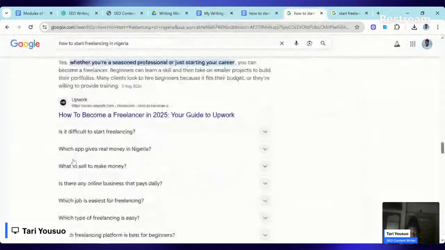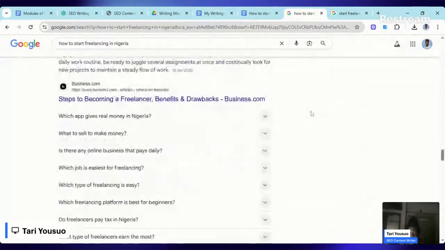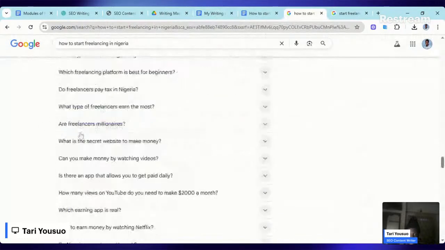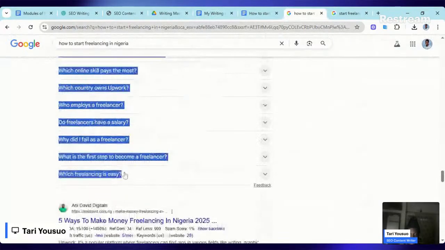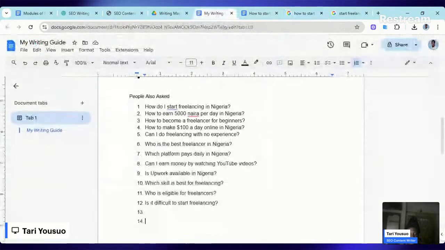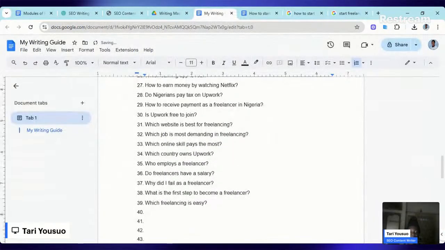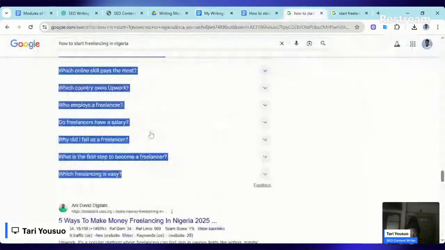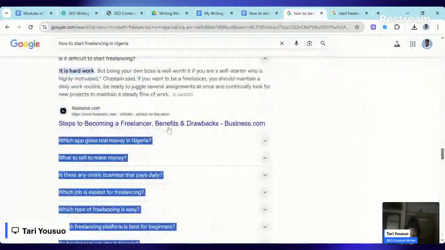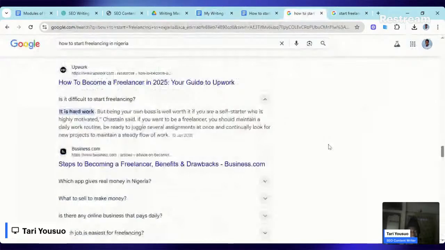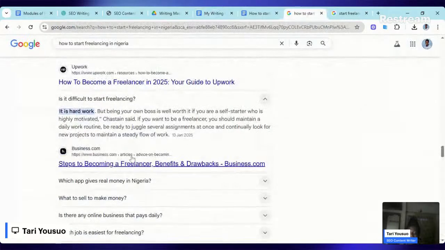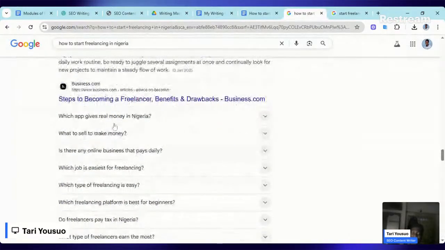So now I'm going to copy from this other question down to which freelancing is easy. Copy, paste. So I have 39. We are almost halfway there. And then which app gives real money in Nigeria? This question is actually far, but I'll still click on it.